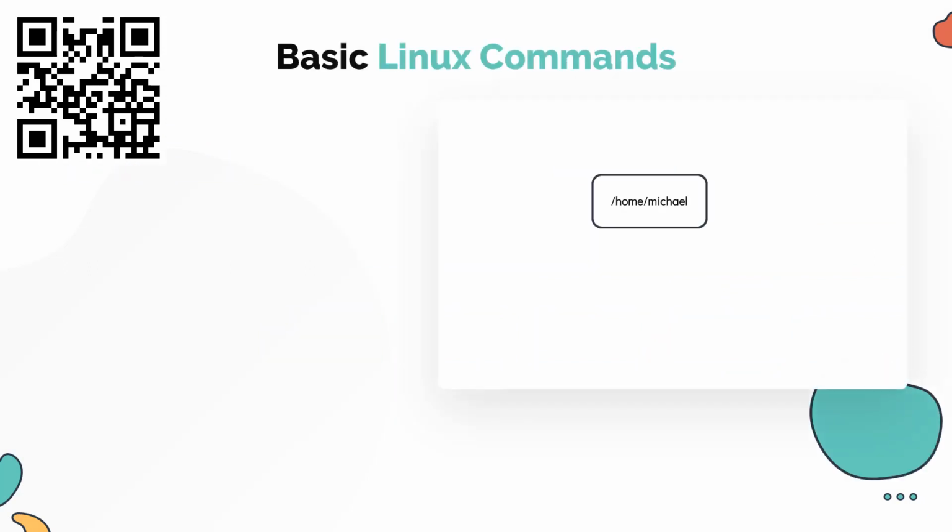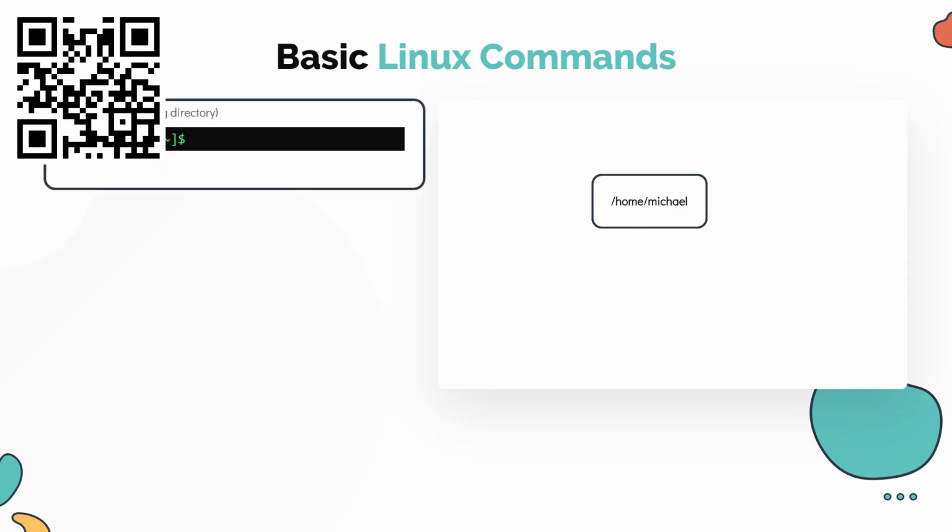Let's start from the beginning. Once we log into the shell as the user called Michael, we would be in the home directory by default, which is /home/Michael. To validate that you are in fact in the home directory, run the pwd, or the present working directory command. This should print the present directory you are on.